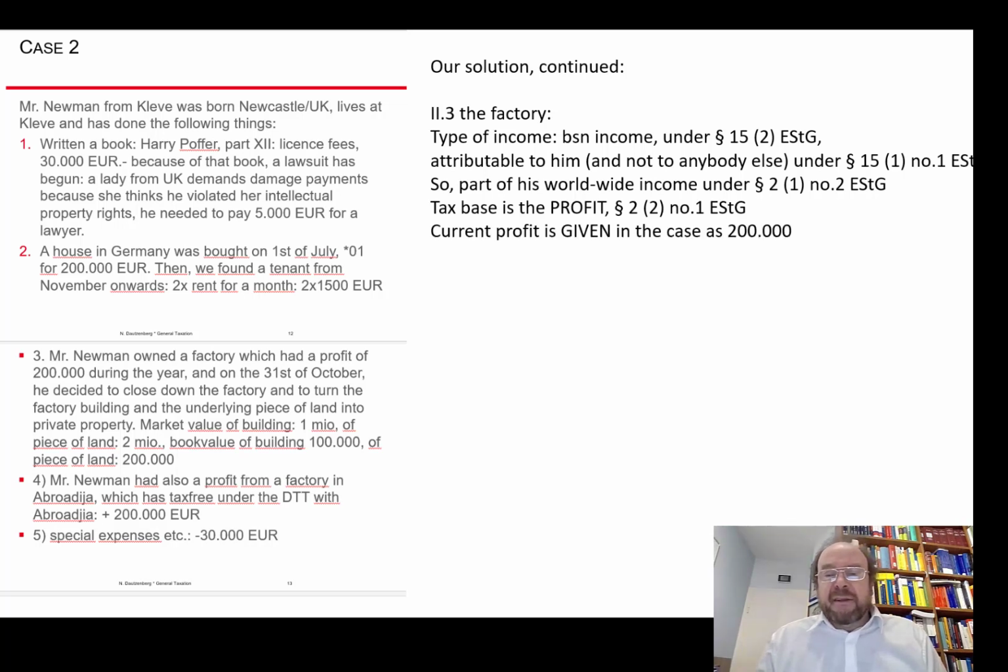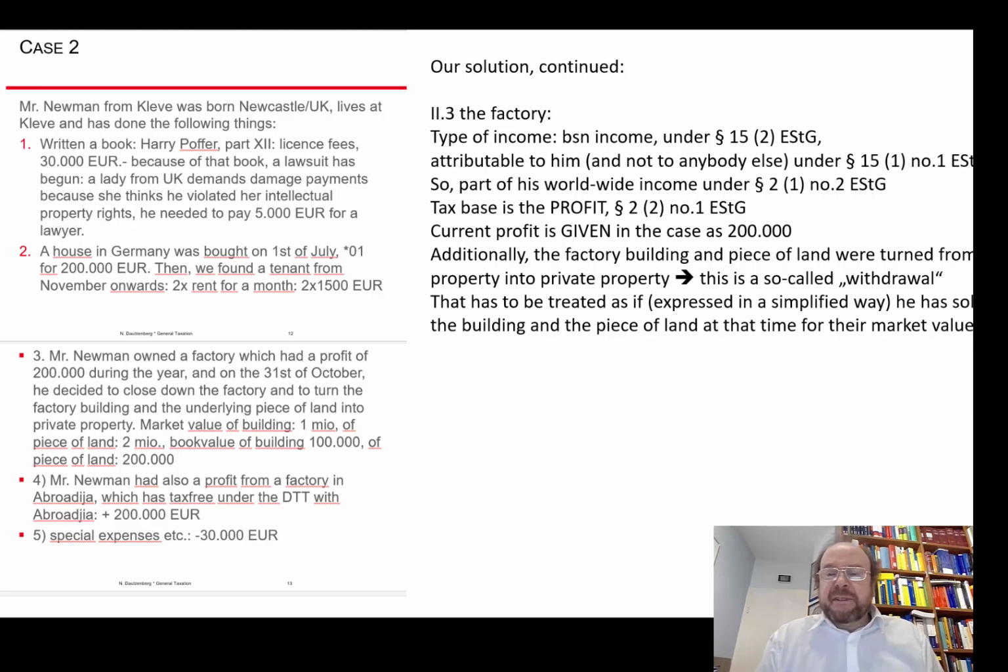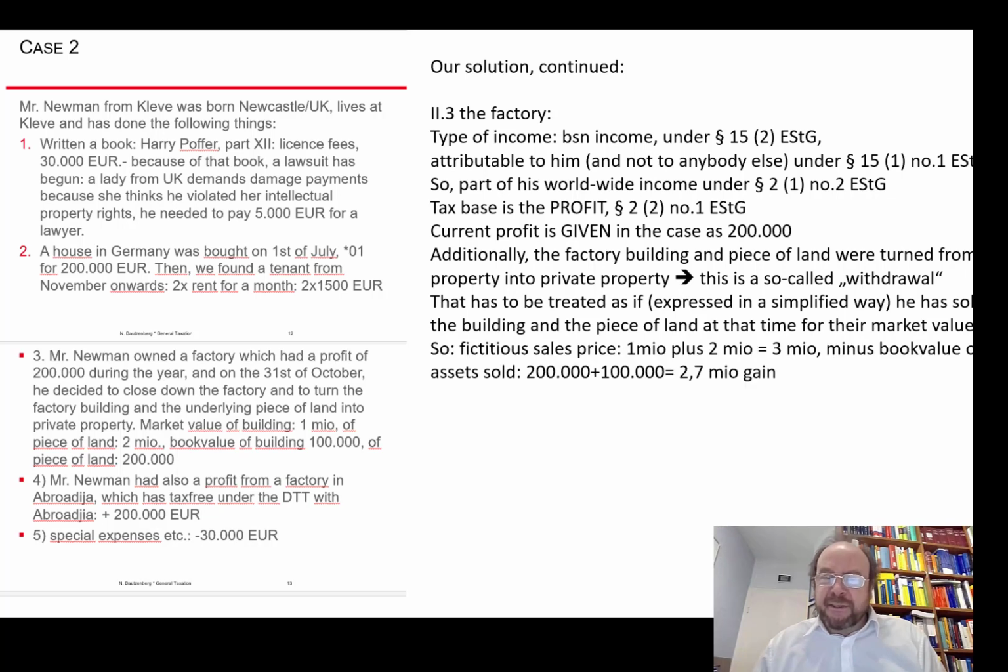Here, number 1. The current profit is given in the task, so no question, no task where you would have to calculate or assess some facts. But the factory, building, and the piece of land will then turn from business property into private property, and this is a so-called withdrawal. That has to be treated, in a simplified way, as if you had sold the business property to yourself at the market value at the time when you withdraw it from the business sphere to the private sphere. So let's imagine a fictitious sales price of 3 million, the market price at the moment of the withdrawal.